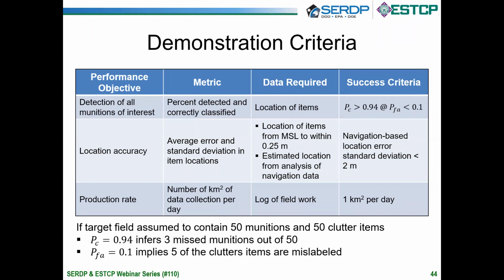So what this criteria would mean, if you have a target field that contains 50 munitions and 50 clutter items, that probability of correct classification would say that you have missed 3 munitions out of the 50, while at the same time the probability of false alarm would say that you've taken 5 clutter objects and have mislabeled those as targets of interest. And of course, that now is a trade-off in the expense of actually carrying out a full remediation of recovering the items or doing something to neutralize or remove the hazard.